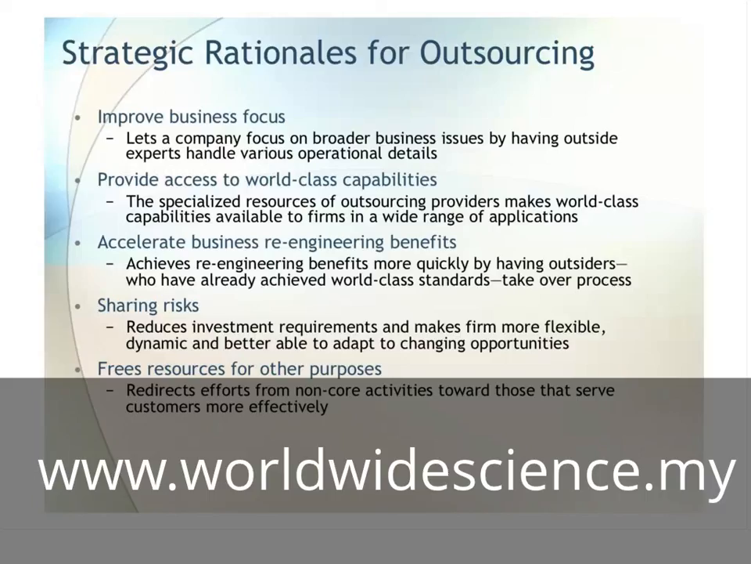Then you accelerate business re-engineering benefits. So achieve re-engineering benefits more quickly by having outsiders who have already achieved world-class standards take over the process. So you are basically re-engineering, regrouping, and recategorizing your benefits, and outsiders are helping you in that sense. Then sharing the risk. So you reduce the investment requirements and become more flexible, dynamic, and better able to adapt to changing opportunities. So you are, in a sense, increasing your benefits by reducing the risk of investment, because you're investing less on something that you should not be focusing on.